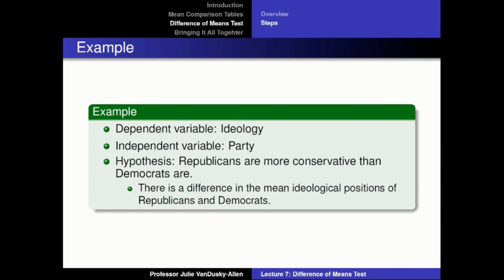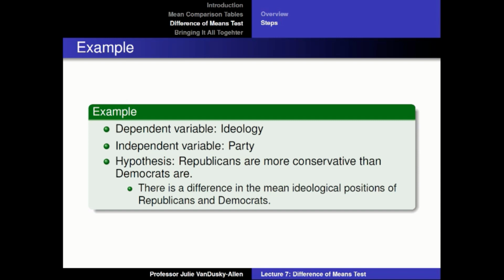Imagine you wanted to conduct a study on variations in ideology. In this study, ideology will be your dependent variable. Imagine you believe that party identification influences ideology. Party would be your independent variable. You believe Republicans are more conservative than Democrats are. Party, Republican versus Democrat, influences ideology.